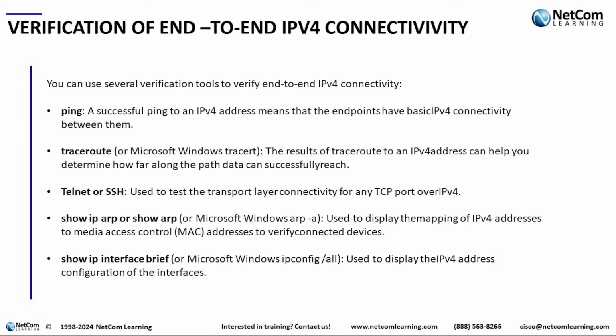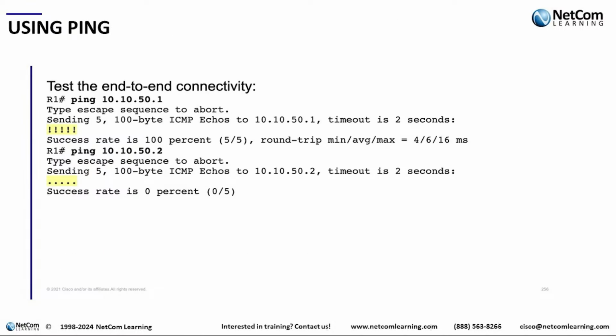You also have some tools that are in your virtual tool bag. You have ping, traceroute, telnet or secure shell. You can issue a show ip arp or show arp or show ip interface brief. So for example, a successful ping tests up to and including layer 3 of the OSI model. Layer 1 connectivity can be established by a link light. Layer 2 connectivity is established by checking if a protocol shows up or you have the ability to see the MAC address itself. Here we've got a successful ping from source to destination.